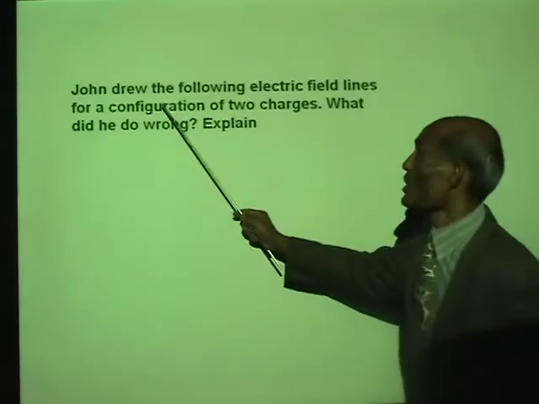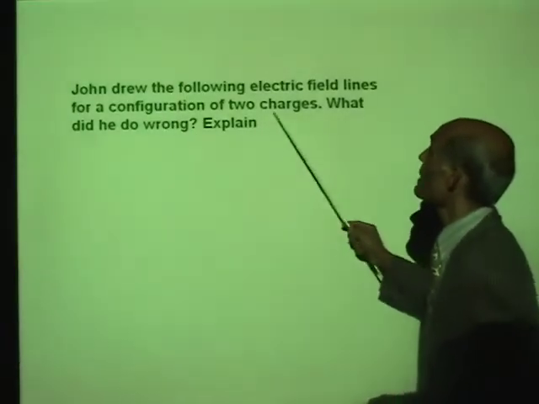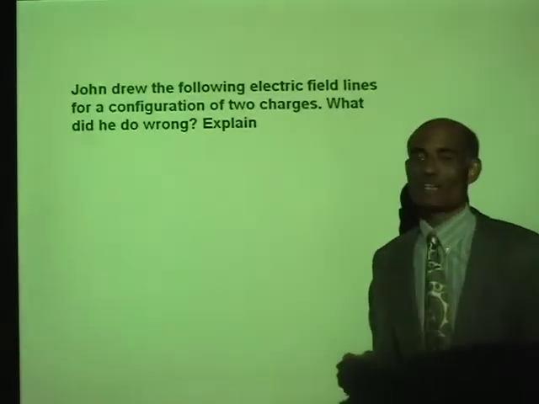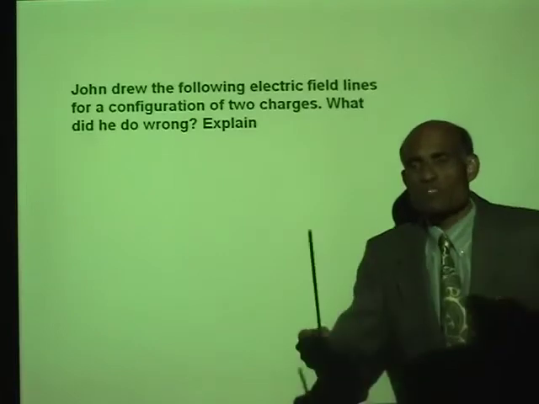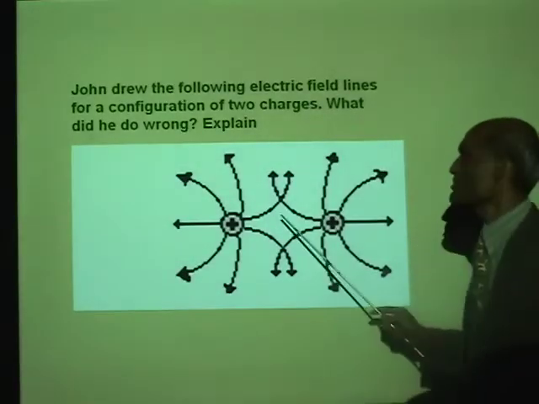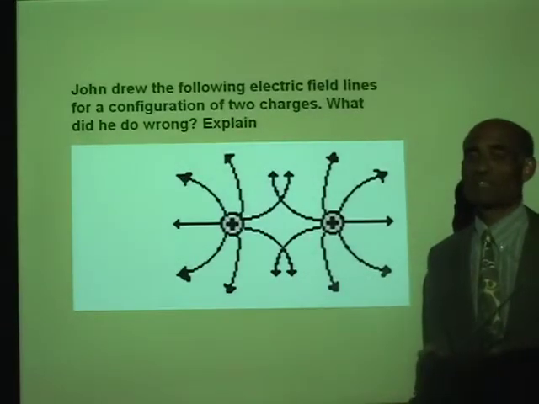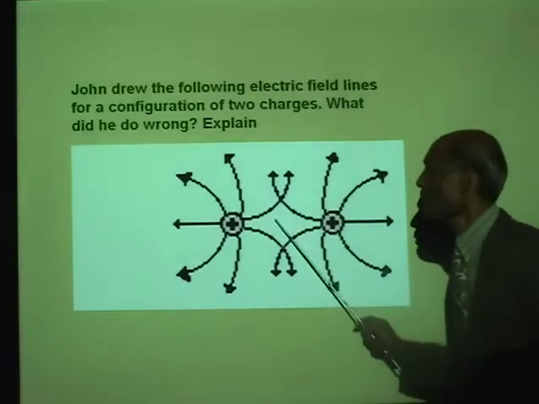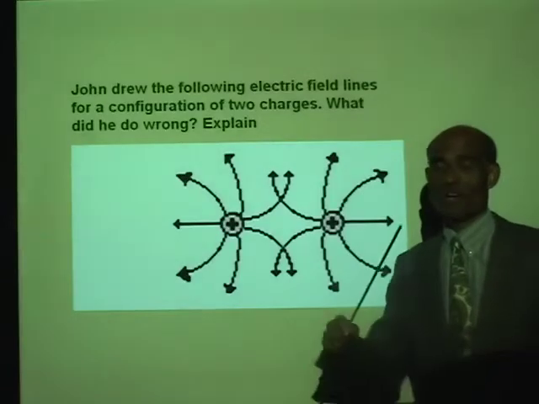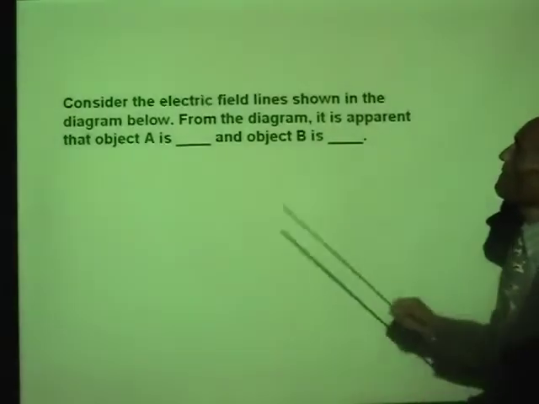Another one. John drew the following electric field lines for a configuration of two charges. What did he do wrong? Explain. Now explain to John what he did wrong. That is the diagram John drew. Alright? Write a couple of sentences about what he did wrong. Now all these, I'm going to give you some more exercises. I want you to answer all these and email them to me.